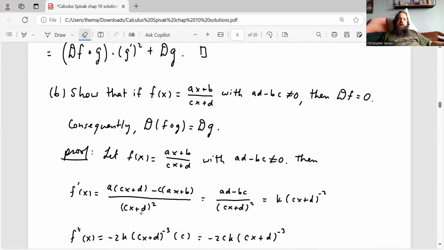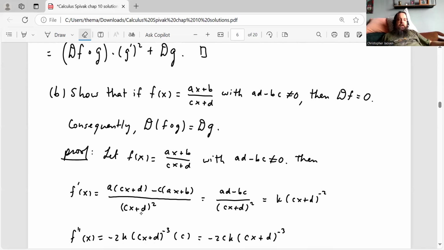All right. Part B, show that if f of x is ax plus b over cx plus d with ad minus bc not zero. These are sometimes called Mobius transformations, or another word for them is fractional linear transformations. These come up in a bunch of areas of math, like complex analysis and so on. So here, this is an interesting usage of the Schwarzian derivative. The Schwarzian derivative of f is zero if f is a fractional linear transformation. Consequently, the derivative of f composed with g is just the Schwarzian derivative of g. So what this is saying is if the Schwarzian derivative of the composition is equal to zero, then that means that the composition of two fractional linear transformations is a fractional linear transformation, which is nice.